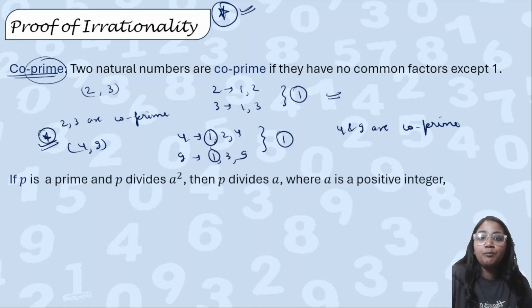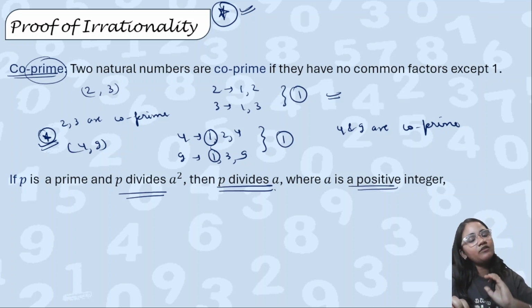And the second very important result is that if P is a prime number and P divides A square, then P divides A, where A is a positive integer. So we need to keep this very much in our mind that if we have a prime number, like if I take 4, 4 is A square, right?